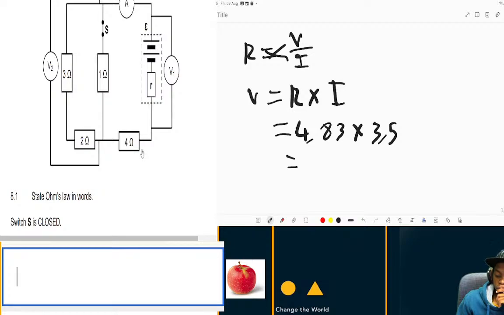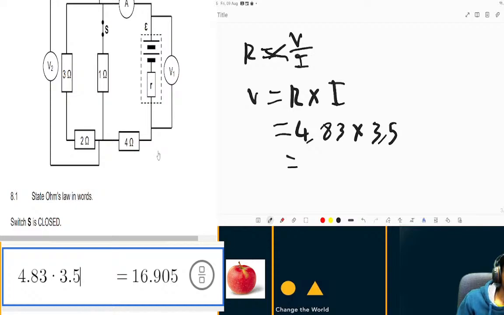We have our 4.83 multiplied by 3.5. Then we get 16.91 volts.